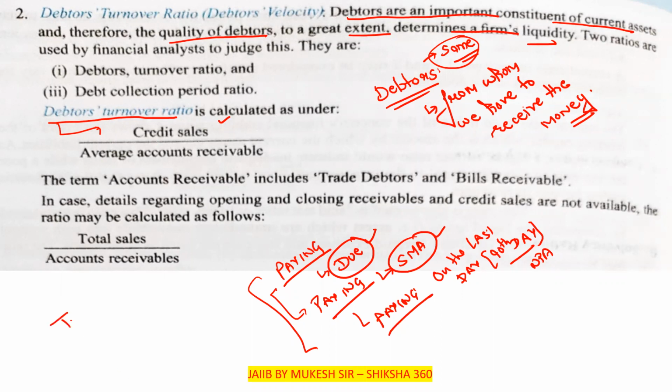Turnover. What is the meaning of turnover? Turnover is how much you have sold annually. That is known as the turnover. So that is average accounts receivable. So debtors turnover ratio, just from the word: debtors, that is credit sales. Turnover, that is average accounts receivable. So credit sales upon average accounts receivable, that is debtors turnover ratio.